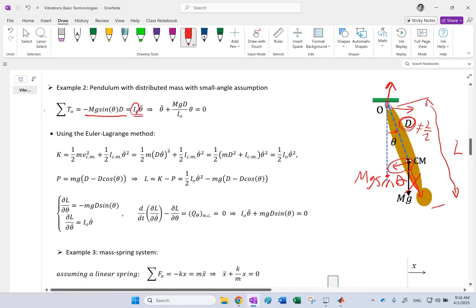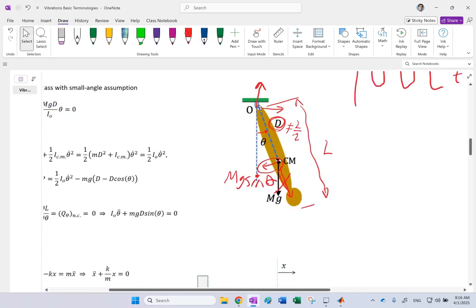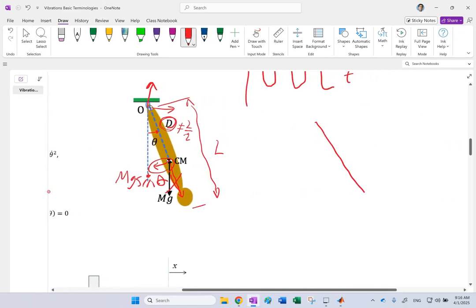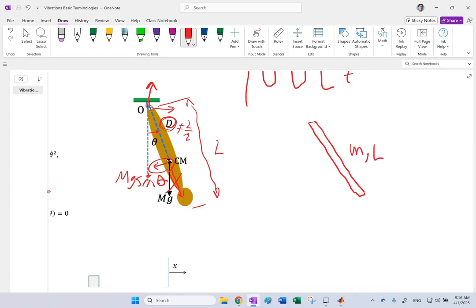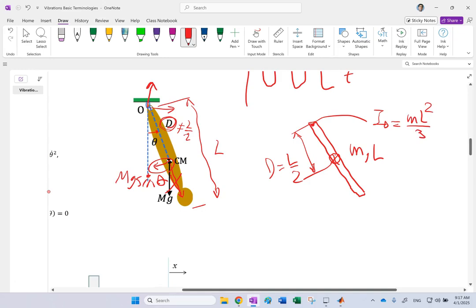Now this I does not need to be anything special, right? Because if this is a slender bar that you see in many books, with mass m and length L, that is a special case, and the centroid is exactly here in the middle. In that case, your d is L over 2, and the I about O is going to be mL squared over 3.